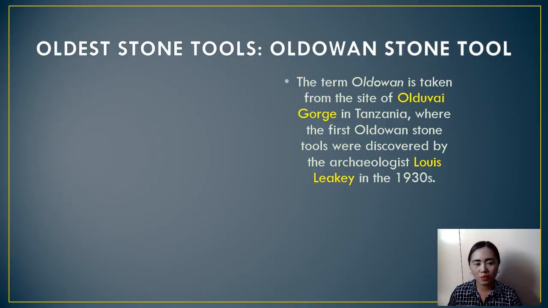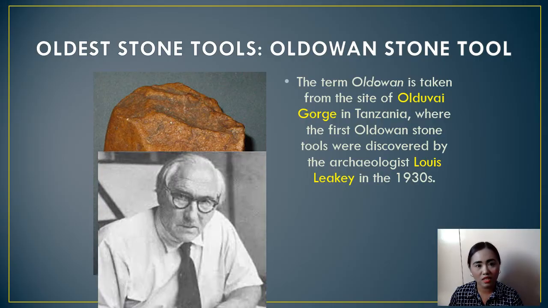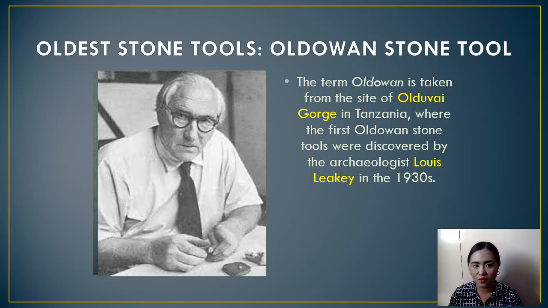The oldest stone tools that were discovered were the Oldowan stone tools. The term Oldowan is taken from the site of the Olduvai Gorge in Tanzania, where the first Oldowan stone tools were discovered by the archaeologist Louis Leakey in the 1930s.